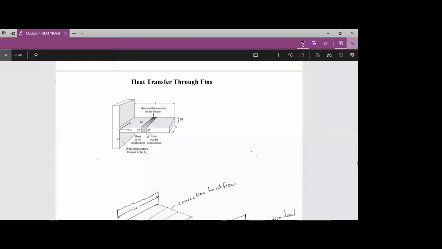A fin is a device which is used to increase the heat transfer rate by extending the surface area. Here you can see the area is projected. Just imagine if this area is not projected, then what will be the heat transfer rate? Whatever the area here, it is W into 2B, which is similar to here, right?